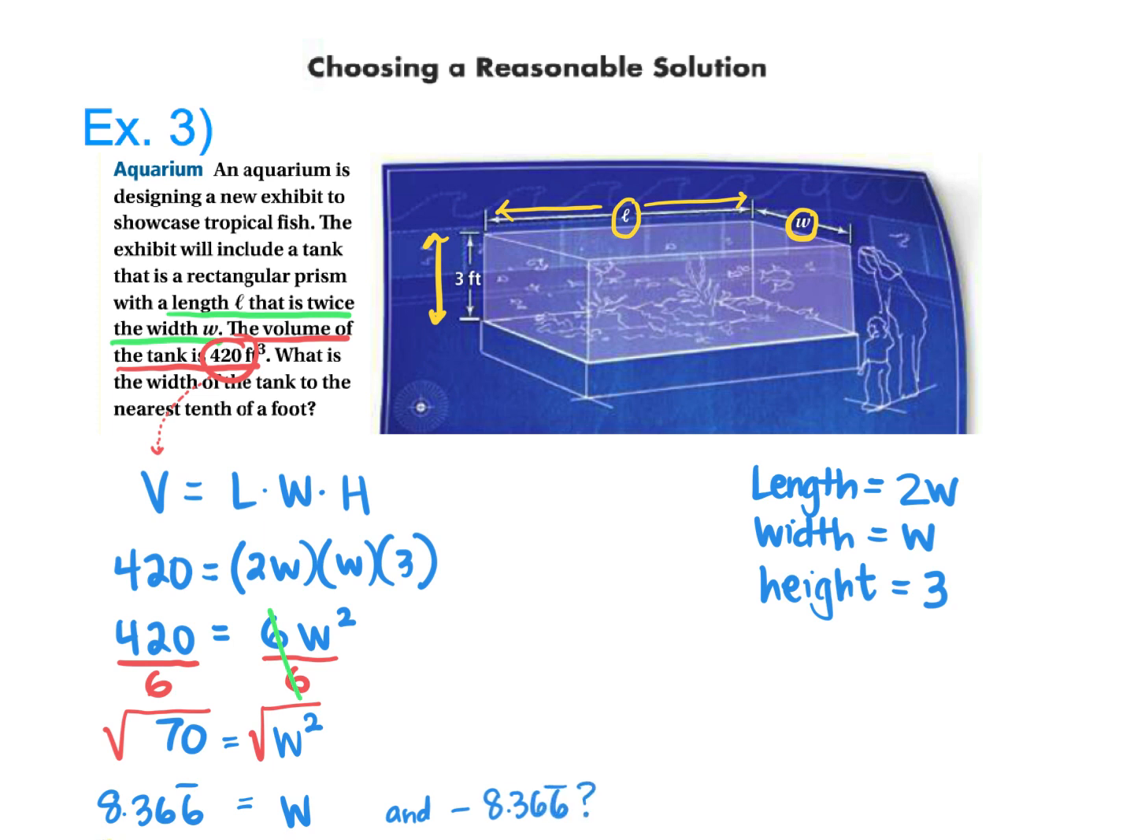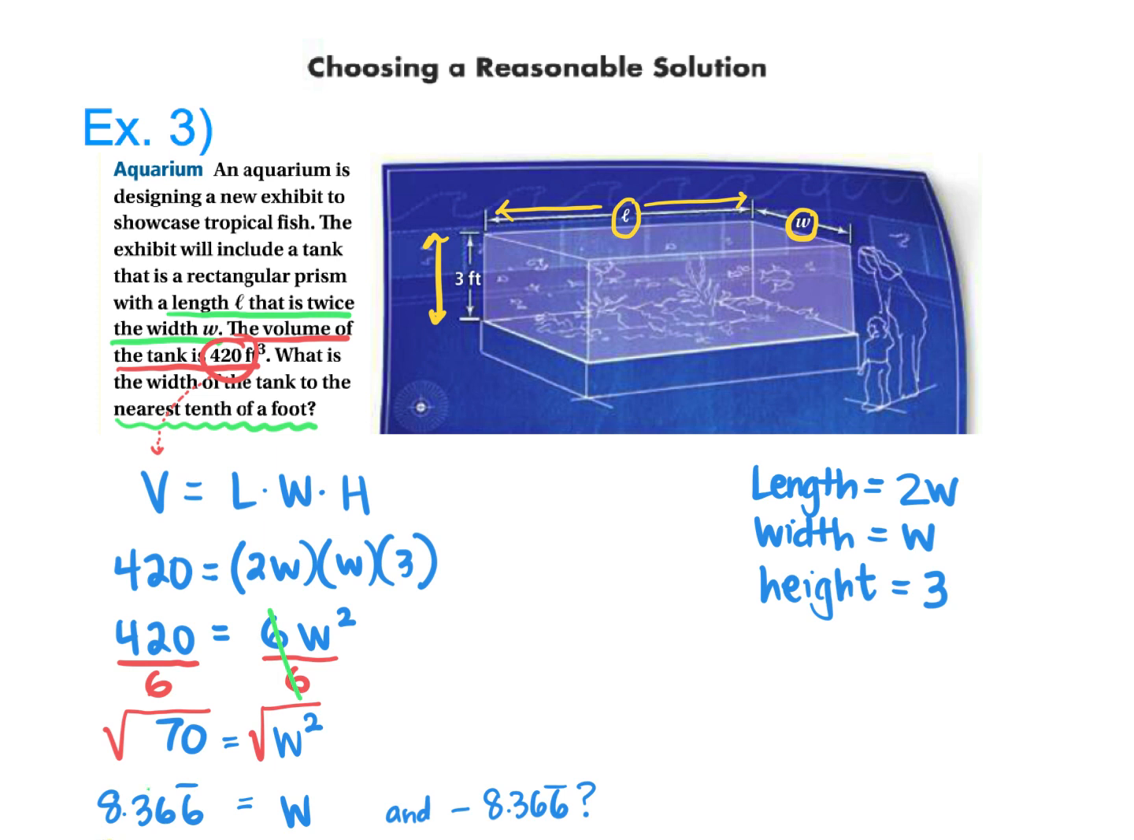Okay, well, in an aquarium situation, we don't have any negatives that we're going to measure. These are all positive numbers. So in this situation, there's only the one answer. But we do need the units on how we're going to measure what this width is. The directions tell us the question: what is the width of the tank to the nearest tenth of a foot? So a tenth is 1 decimal place, and then we need our feet.